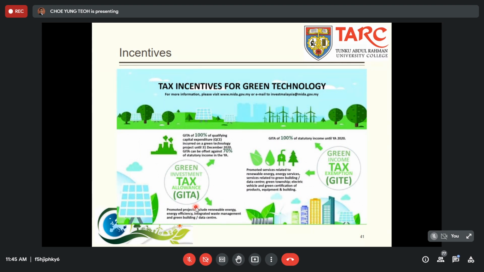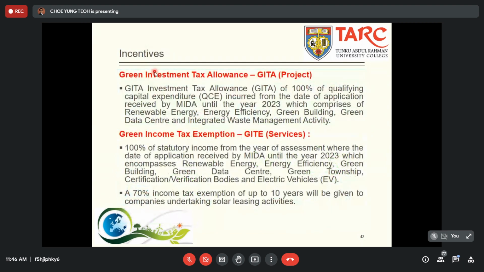Okay, but these are very technical terms for accounting. We are not very clear about this. Just keep in mind that you have to pay less tax if you work in this green technology, either it's a building or whatever. Okay, see that now. Yeah, we have this slide.